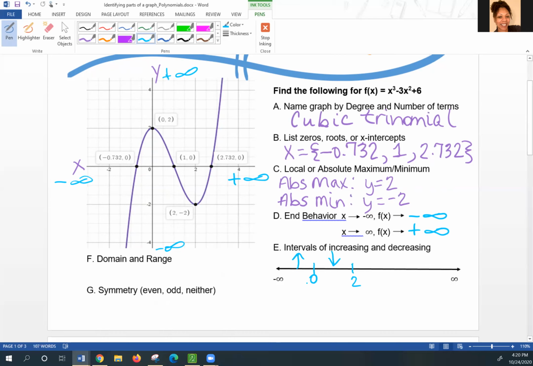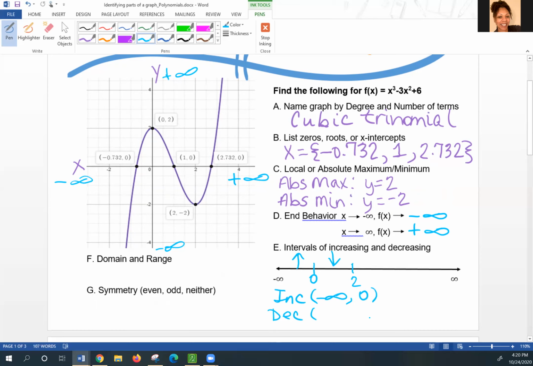So the way I would write this is I would say that I increased from negative infinity to 0. And then I decreased from, and then your teacher may also want you to use set notation.